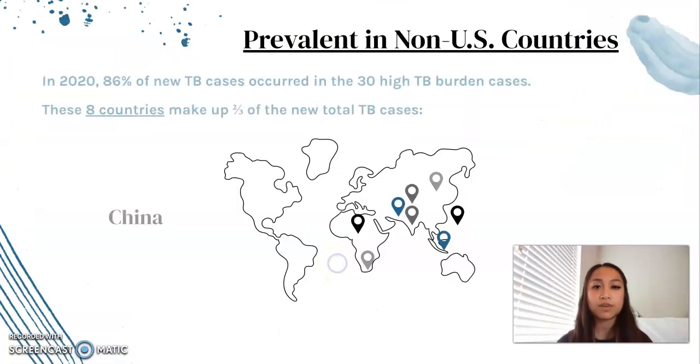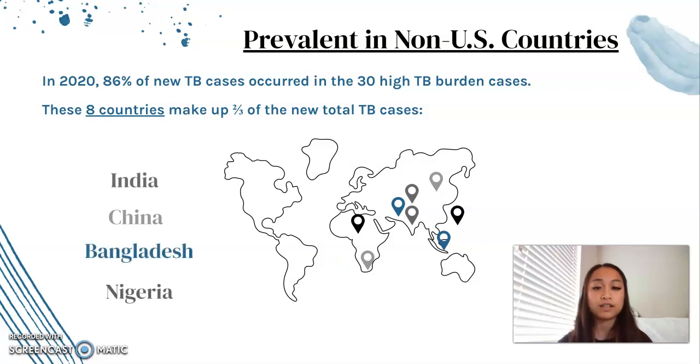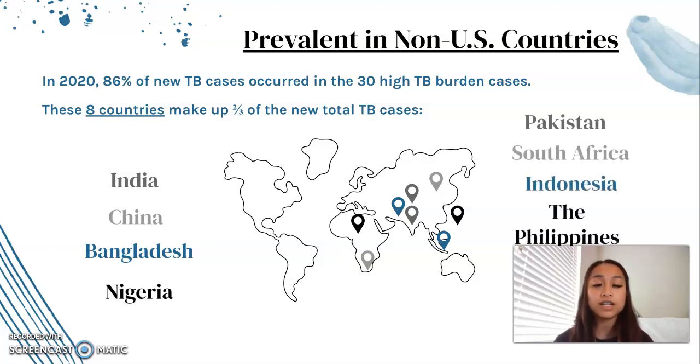So that brings me to the prevalence in non-US countries. So we have China, India, Bangladesh, Nigeria, Pakistan, South Africa, Indonesia, and the Philippines as the 8 main countries that make up 2/3 of the new total TB cases. This was recently in 2020 when 86% of new TB cases occurred in the 30 high TB burden countries. So 8 countries of these 30 have a lot of people with tuberculosis infection.